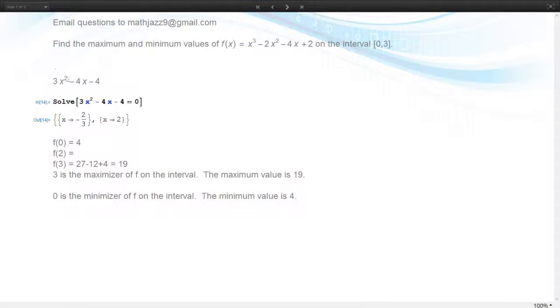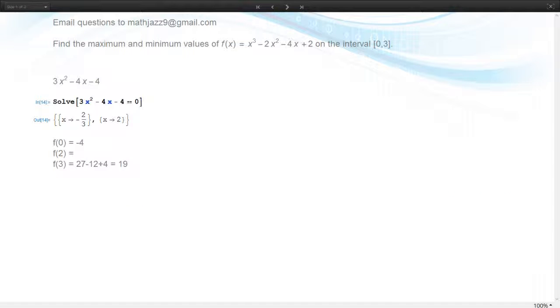So if we plug 0 into the derivative, we get negative 4. If we plug 2 into the derivative, we get 3 times 2 squared. 2 squared is 4, and 3 times 4 is 12. Minus 4 times 2, so that's minus 8, minus 4. And that's wrong. I plugged 2 into the derivative. I should have plugged 2 into the function, the original function. And it seems like I made that mistake on the last problem. We will come back to the last problem and do it correctly.